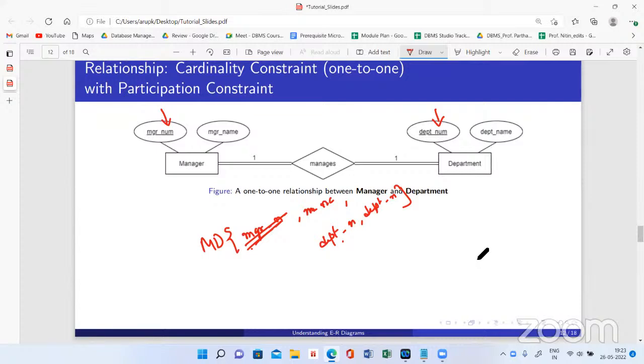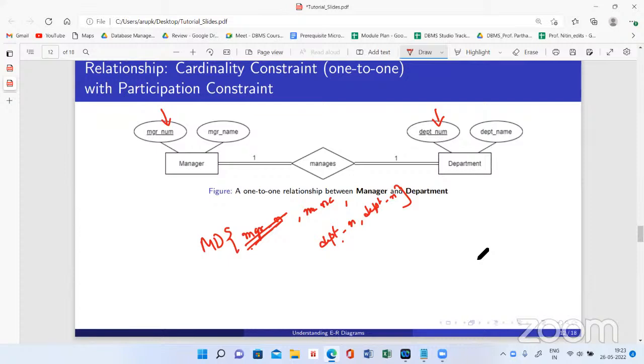No, what I'm saying is, first try to understand. The anomaly arises because of the repetitions, right? A department number is repeated every time, so whenever the department name changes, I need to change it everywhere. But in this particular case, a department number will appear in the table exactly once. So how is the anomaly supposed to come here?